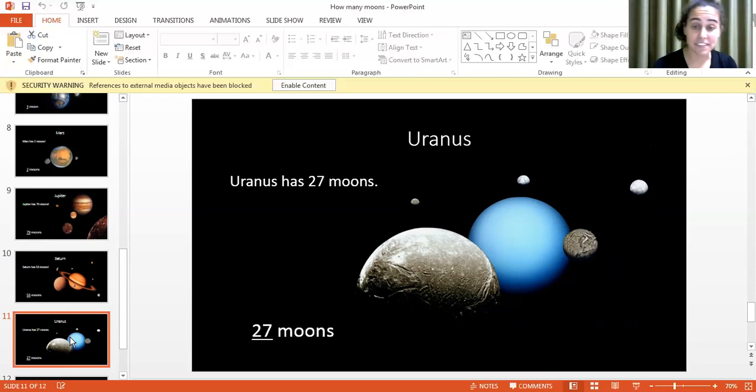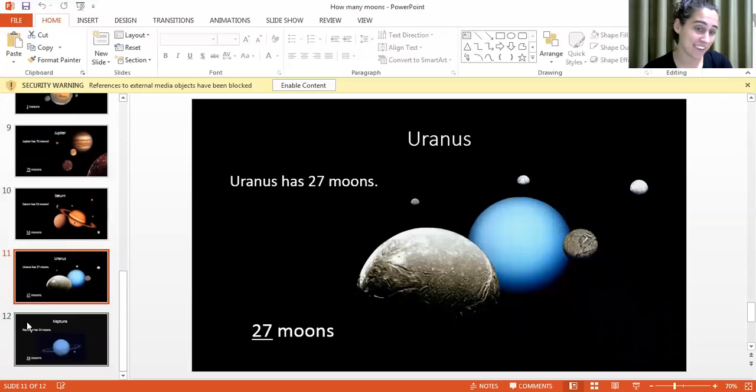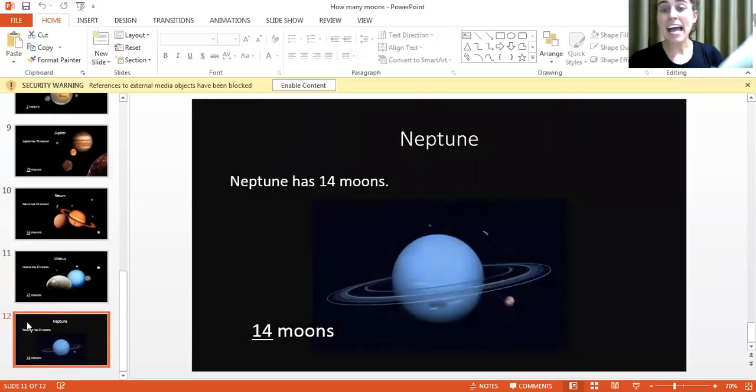And let's do the same for Saturn, because I forgot. Crazy, crazy, Miss Bia. And finally, we have Neptune. Neptune has 14 moons. 14 moons. So if you are 7, that's 2 times your age. So 2 first graders is the number of moons Neptune has.